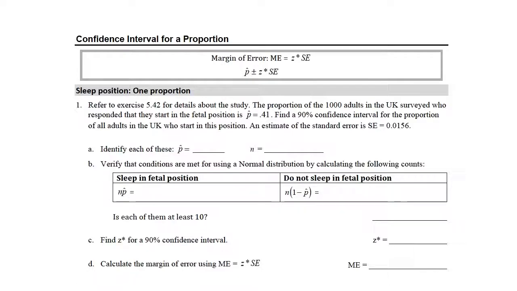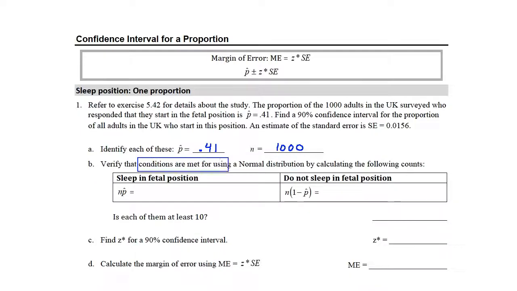Let's now find a confidence interval for one proportion using the information that we have just learned. This study is based on 1,000 adults in the UK, 41% of whom say that they start in the fetal position when they sleep. We'll find a 90% confidence interval for this proportion among all adults in the UK. So first of all, we're given that p hat is 0.41, and n is the size of the sample, which is 1,000. We'll check that conditions are met for using a normal distribution.